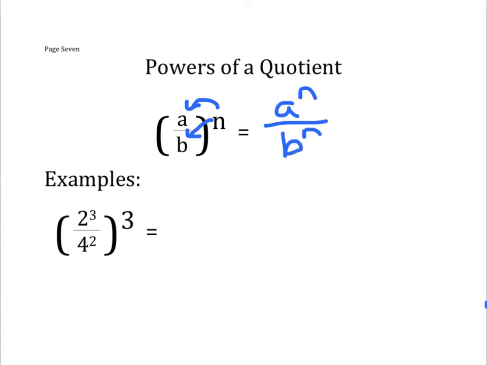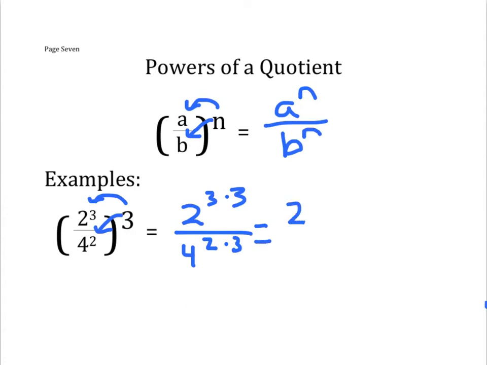So as an example, we're going to have 2 to the 3rd over 4 squared to the 3rd power. So that means I'm going to take my 3 and I'm going to distribute it inside, and when we have the power of a power, like in this case, it's going to be the same thing as 2 to the 3 times 3 over 4 to the 2 times 3, which is the same thing as 2 to the 9th over 4 to the 6th. Now that's going to simplify to something relatively simple. So I would like for you to figure out what that is.